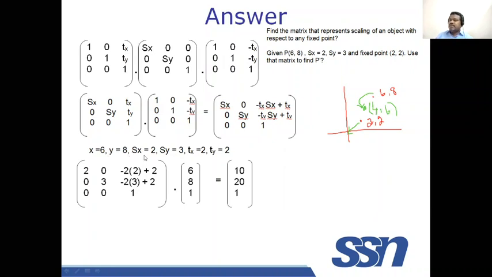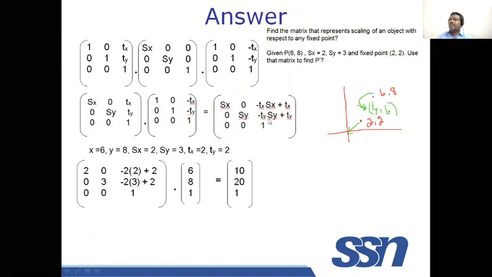Scaling in x direction 2 units, scaling in y direction 3 units. Translation in x 2, translation in y 2, 2, 2. This point it is referring to. Substitute, you will be getting a new position. After scaling, this will be the new position of point 6, 8.